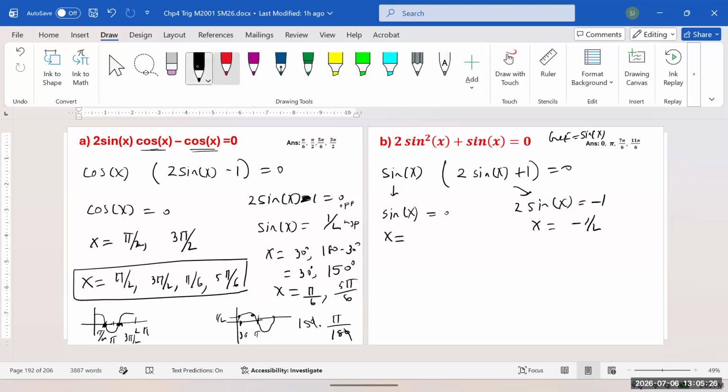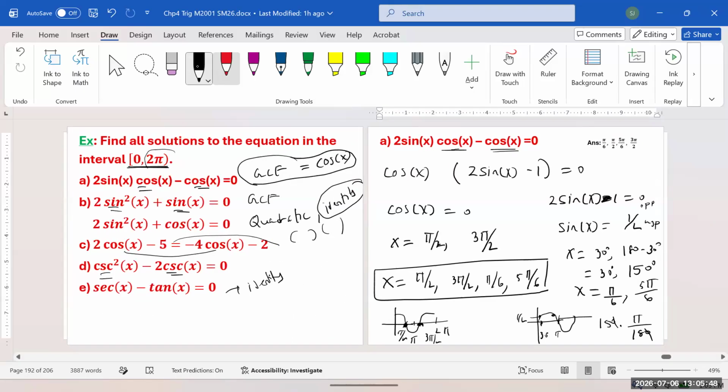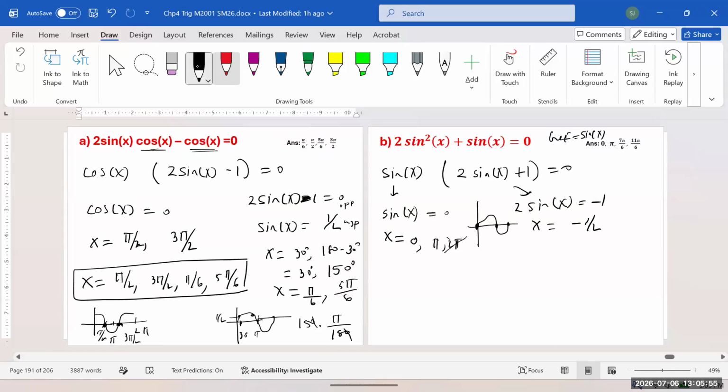Now, since they both are sine, I can draw only one sine graph and figure out how many solutions it's supposed to have. So for sine x equals 0, we have 1, 2, 3. There are 3 solutions: 0, pi, 2 pi. However, see here, 2 pi is in parentheses, which means we cannot use 2 pi. So 2 pi is out.